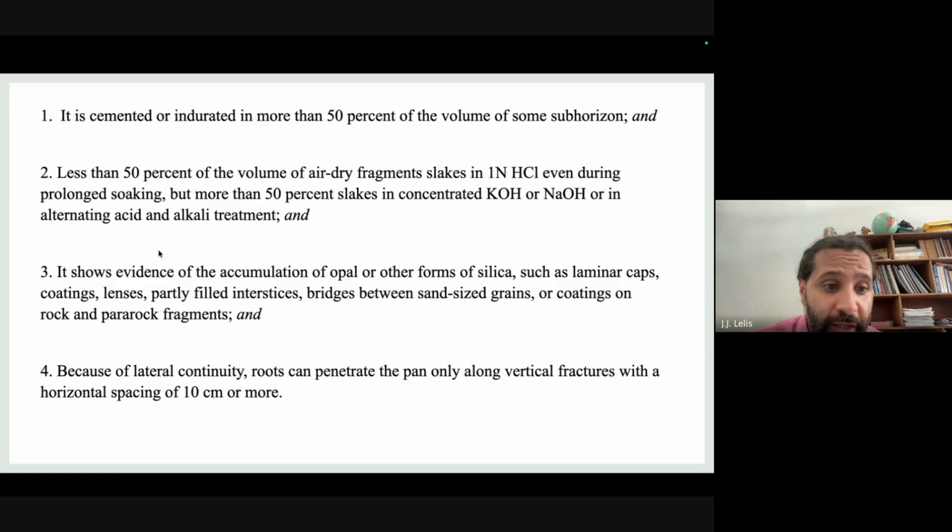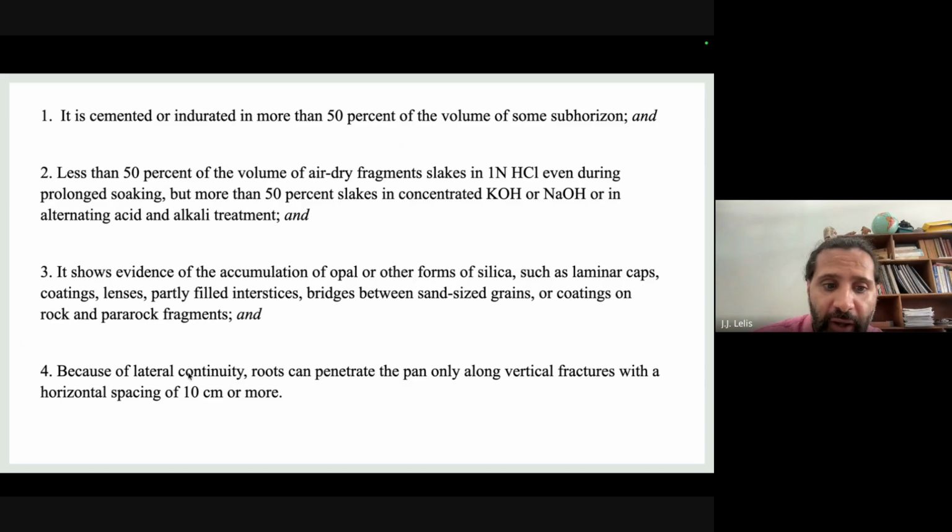Okay, it should register evidence of accumulation of opal or other forms of silica, such as laminar caps, coatings, lenses, or partially filled interstices, for example, filling of voids, bridges between coarse sand grains, or coatings on rock or pore rock fragments. So I should register any kind of coating or filling of silica, okay?